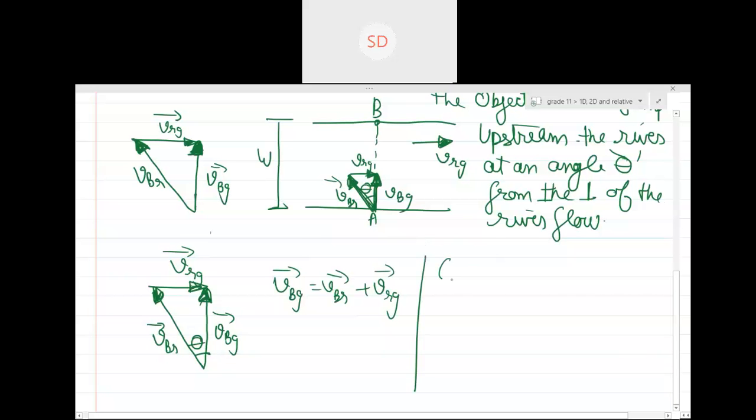What will be the given data in the question? The given data will be VRG, the velocity of the river with respect to ground, and VBR, the velocity of the boat with respect to river. They will give only these two data. So accordingly, fit them in this triangle and then make the question. Okay. What should be the time taken to cross the river?